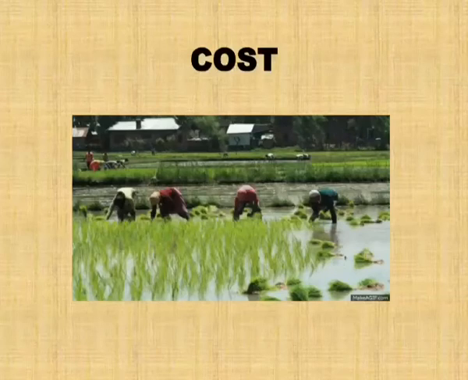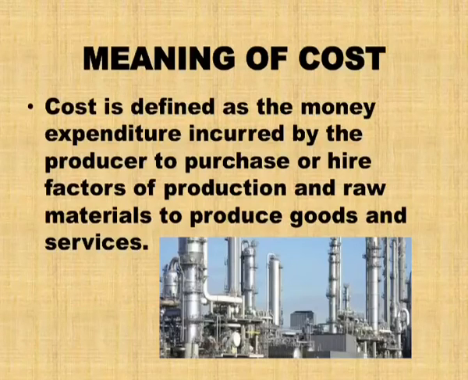This is the farmer's cost of production. Now, let us understand cost and how we can define it. Cost is defined as the money expenditure incurred by the producer to purchase or hire factors of production and raw materials to produce goods and services. In a way, cost is a kind of sacrifice made by the producer.